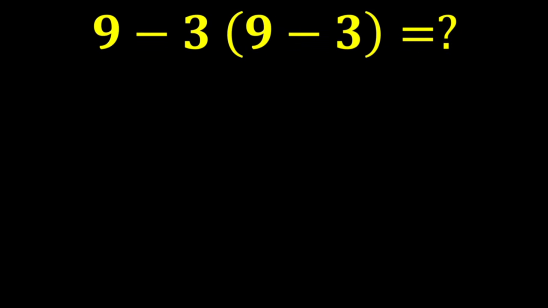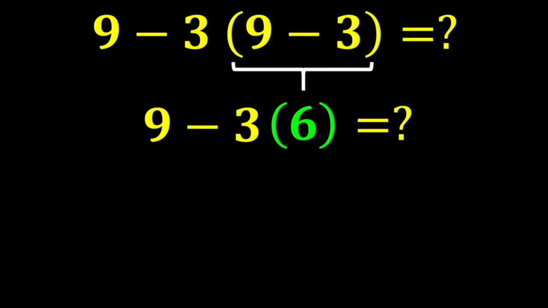9 minus 3 multiplied by 9 minus 3. According to PEMDAS, we first calculate inside the parentheses. 9 minus 3 gives us 6. Then the expression becomes 9 minus 3 multiplied by 6.